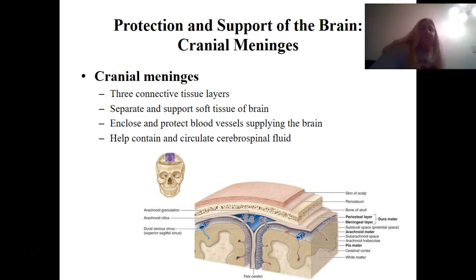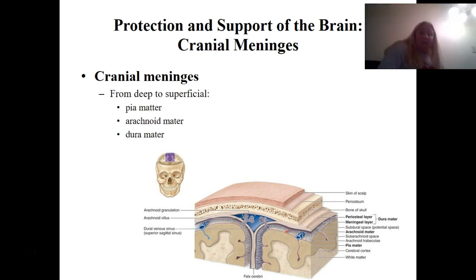So since you know about the bone and you know about the skin, we're going to go to the meninges. The meninges are 3 layers of connective tissue, and these separate the brain from the cranial cavity. They surround the brain. And between the meninges, there is cerebrospinal fluid that's constantly circulating that helps to nourish the brain and keep the brain buoyant. So from the deepest to the most superficial, we have the pia mater, the arachnoid mater, and the dura mater.